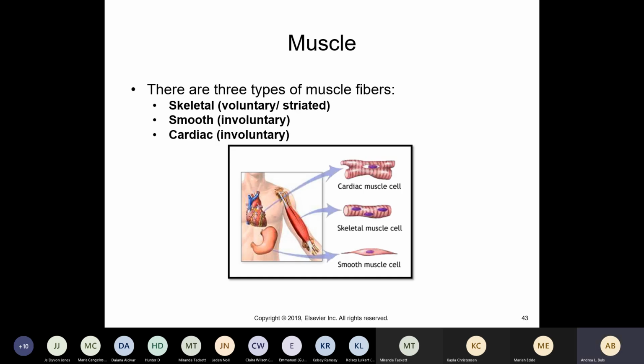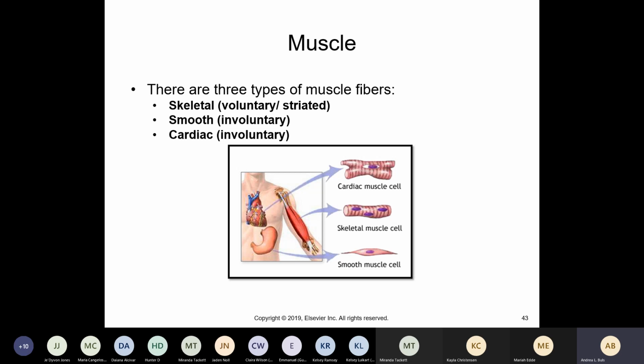There are 3 types of muscle fibers that we talk about. Skeletal muscle is under voluntary control, and it is striated. Smooth muscle is involuntary. So smooth muscle would be any muscle of our internal organs and things like that. Skeletal muscle, obviously, are the muscles that we use to move our bones, our leg. We have control over that. Anything you have control over is skeletal muscle, and it's striated.